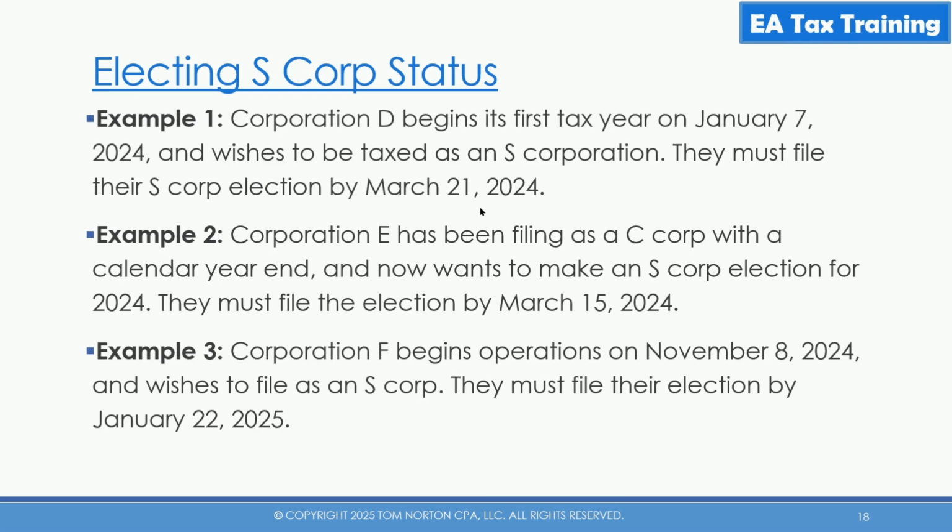And then example 3, Corporation F begins operations on November 8th, 2024 and wishes to file as an S Corp. They must file their election by January 22nd, 2025. So again, you take November 8th, add 2 months, that's January 8th of 2025. Go back a day, that's January 7th. Add 15 days, you end up at January 22nd of 2025.